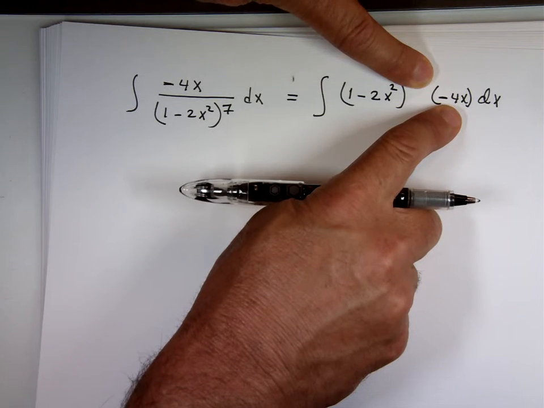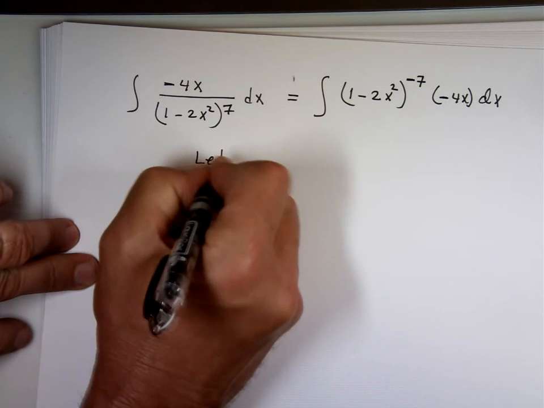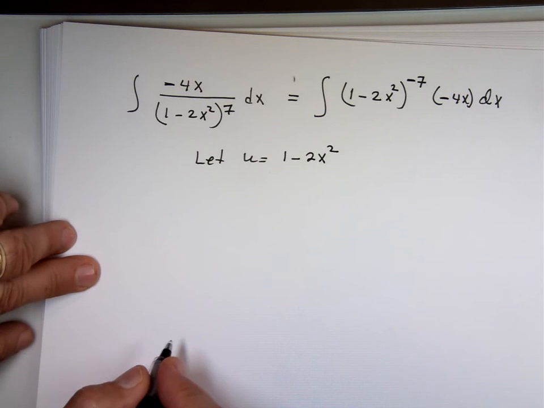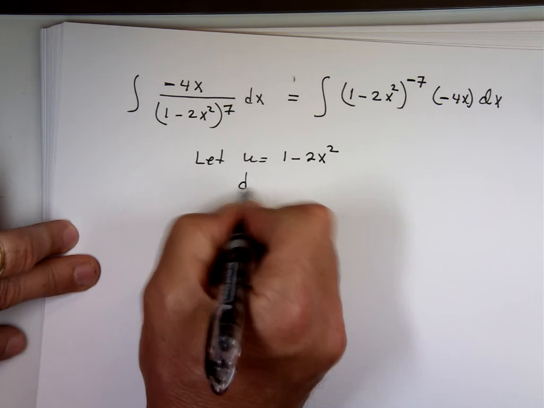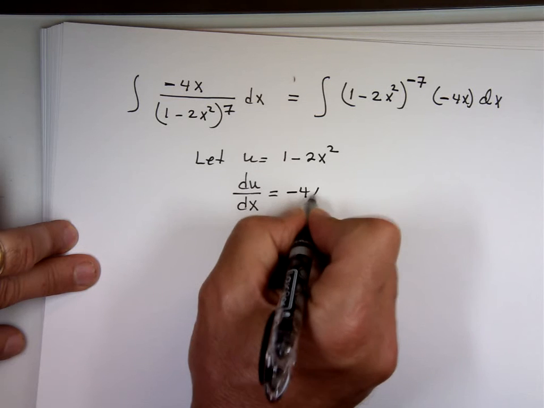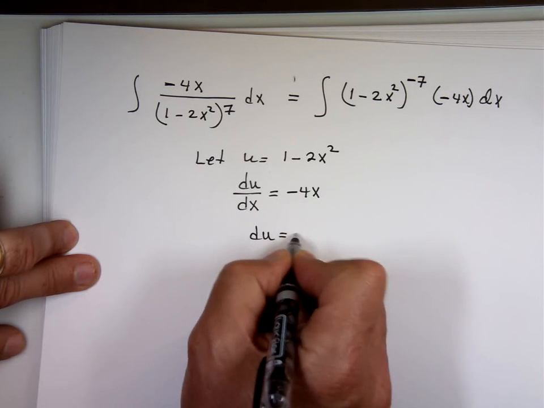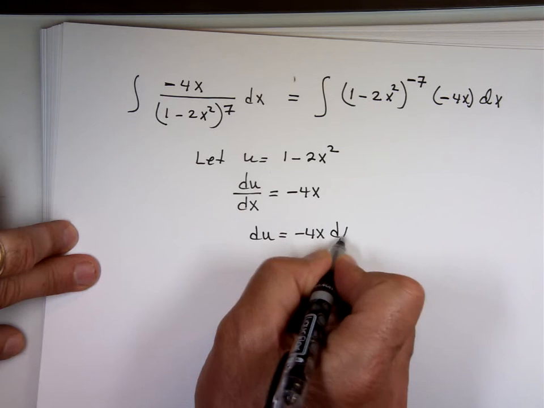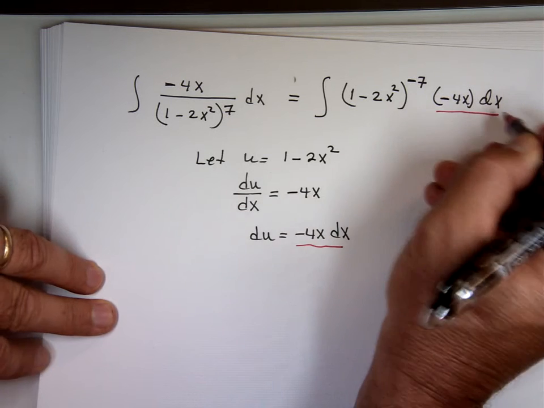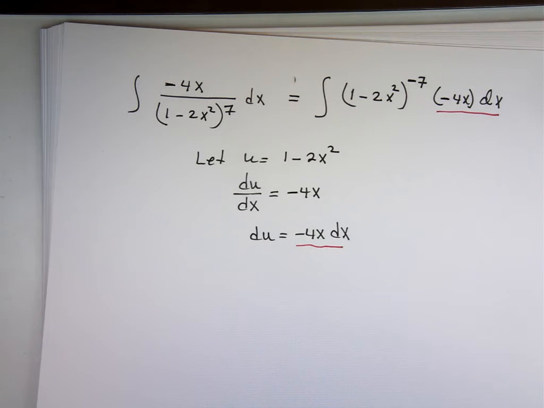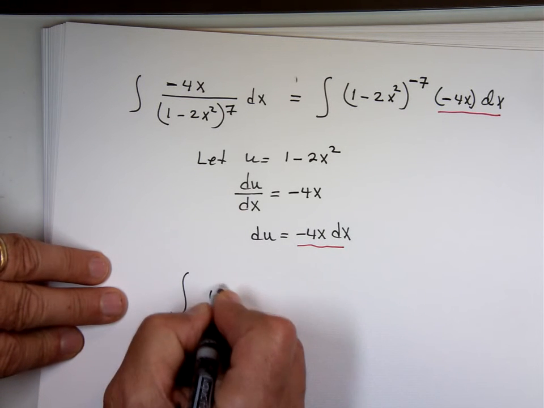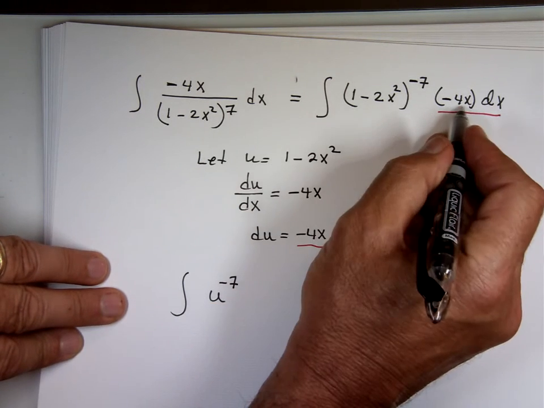You let u equal 1 minus 2x squared. The derivative of that is negative 4x, or you can say du equals what? Negative 4x dx. This one's a perfect match with this. So now this problem becomes u to the negative 7, and negative 4x dx is actually du.